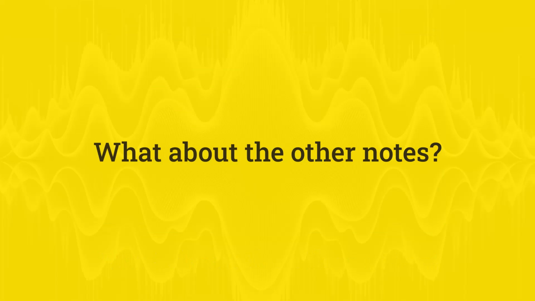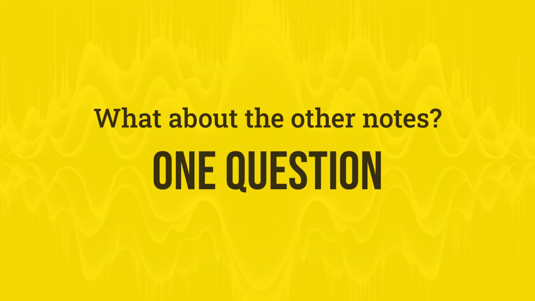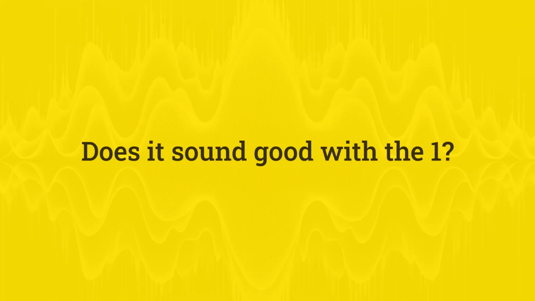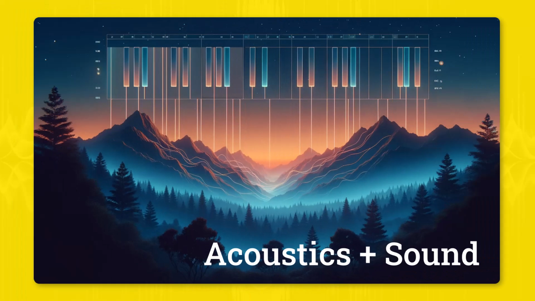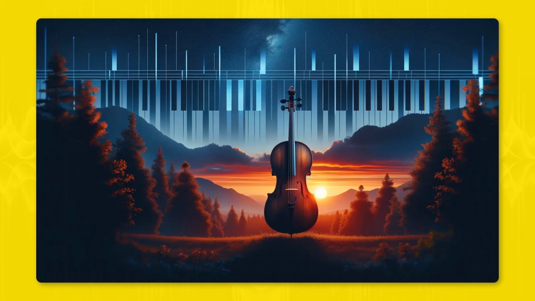For all the other notes, we just have one question. Does this note sound good in relation to the 1? And there is a surprising answer to that, which has to do with acoustics and sound. Let's pick a stringed instrument like a cello. And now we play a C.